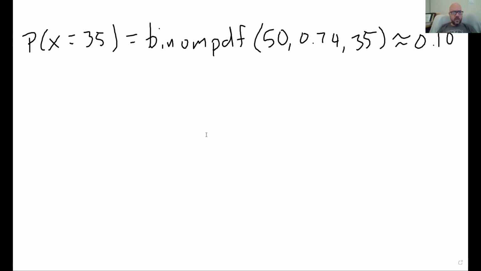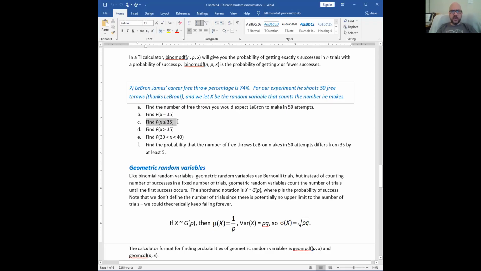All right, we want to find the probability that x is less than or equal to 35. Now remember, CDF does less than or equal to. So I'm going to do exactly the same thing, exactly the same inputs, except I'm going to use CDF, and it's not just going to calculate the probability of making 35, but also the probability of making 34, and 33, and 32, all the way down to the probability of making 0, and it's going to add all those things up and give it to us. As you can see, you don't want to do that by hand, right? Because you'd have to do PDF for every single one of them, and that's just a pain in the neck. So that's why we're using the calculator for this stuff, because it is just easier.